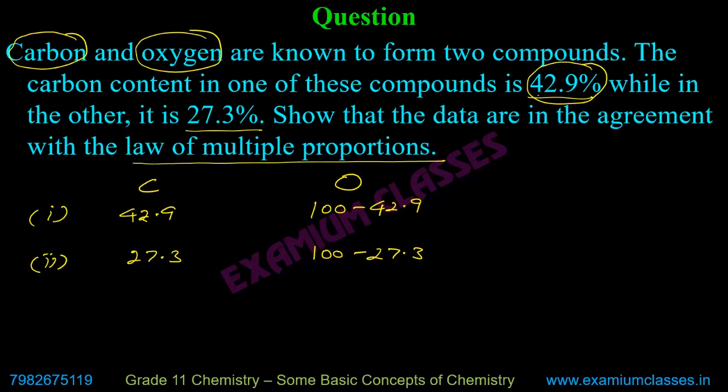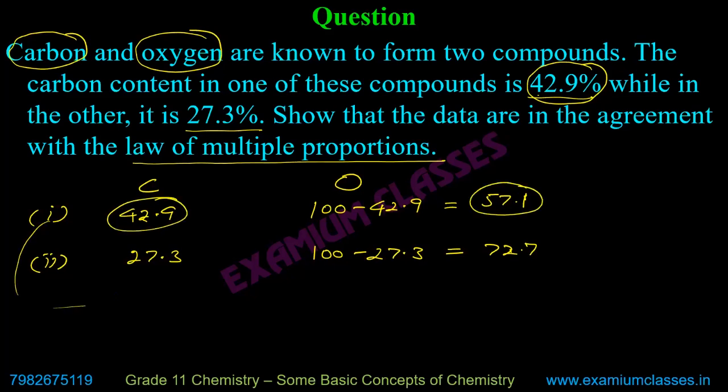Now it says show that the data is in agreement with the law of multiple proportions. I told you in the previous question, the approach will be same. So first calculate here, 100 minus 42.9, which is 57.1. And 100 minus 27.3, which is 72.7, right? Now these are the values.